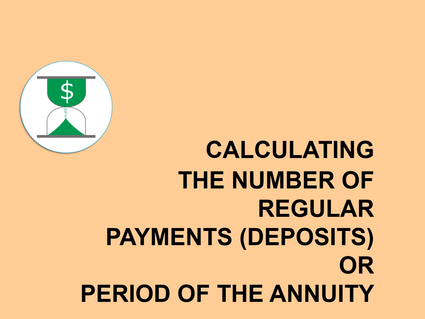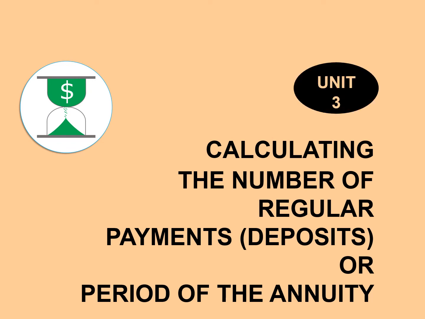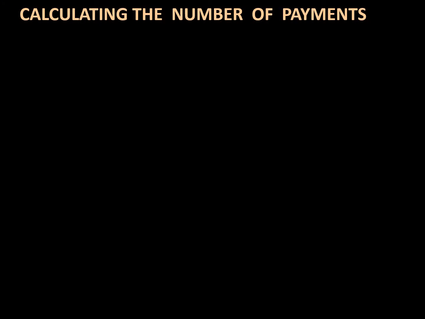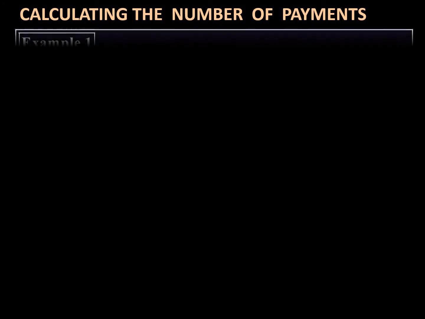Now let's proceed with another calculation. In this one here, we're going to calculate the number of regular payments or deposits, or the period of the annuity, right? So we're going to look at calculating the N value. Let's look at our first example on calculating the number of payments. Let's see what we have.